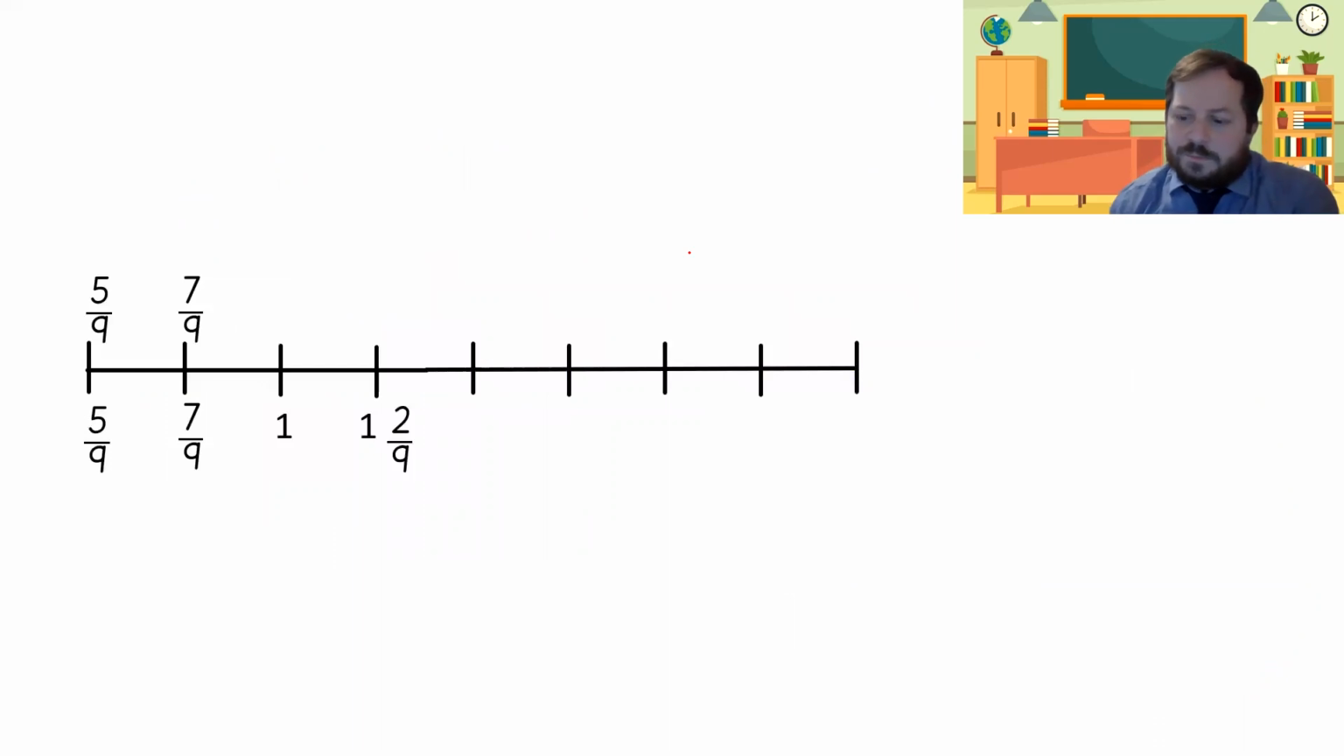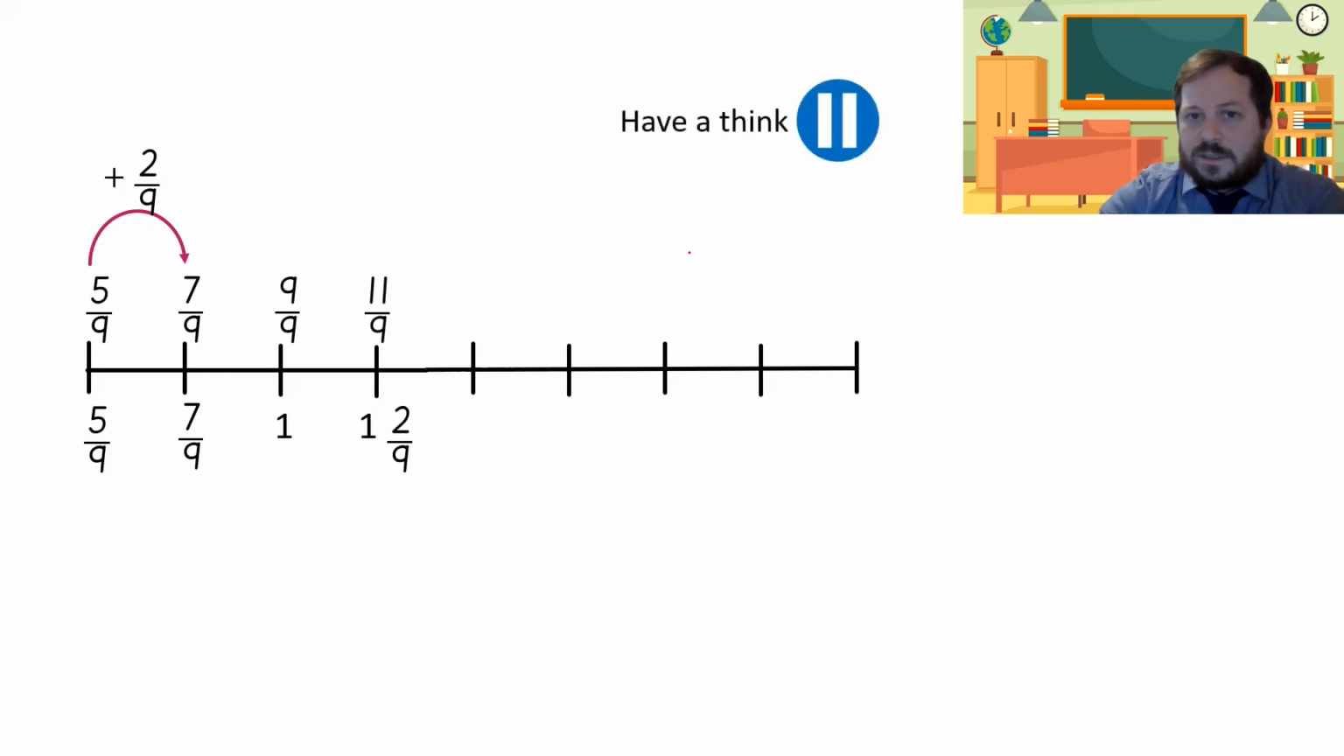Okay, so have a look at this one. What do you see is going on? What's the rule? Well, the rule and the difference between these two is 2/9 from 5/9 to 7/9. So we would have to continue that rule. So add 2 ninths, and keep going. Have a think about how it would go.